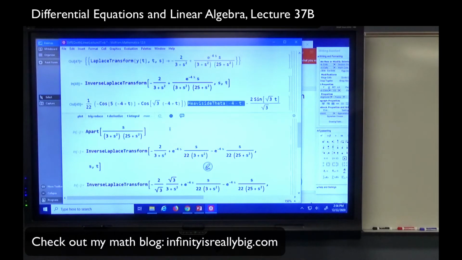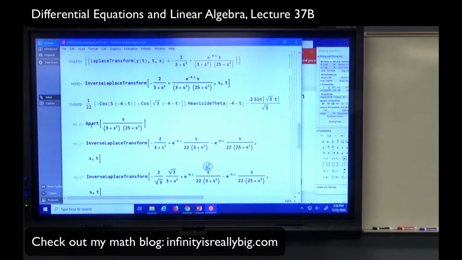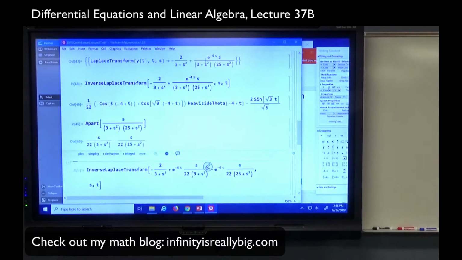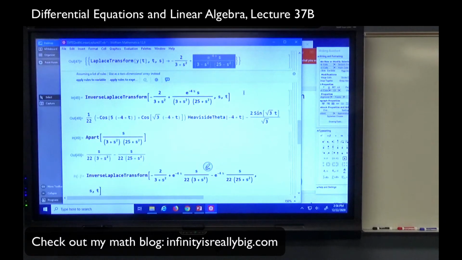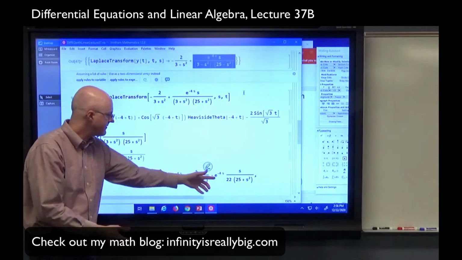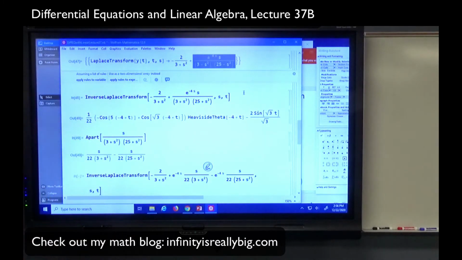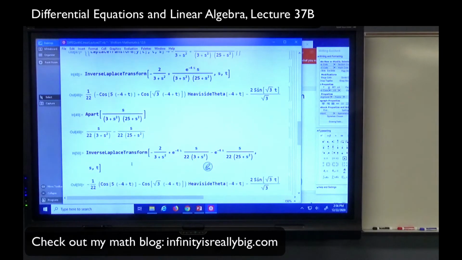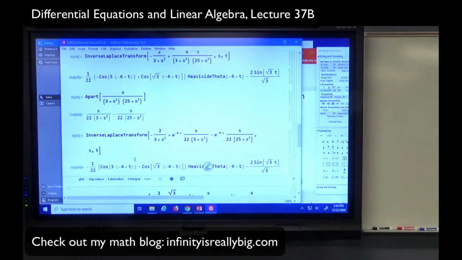If we tried using partial fractions, in Mathematica you can do that with a built-in command called Apart. We can break this fraction, ignoring the e to the negative 4s, apart into two pieces. And then we could put the e to the negative 4s back in there, using the coefficients 1 over 22 and negative 1 over 22 to get the same answer as before. You can check these are the same thing as before.